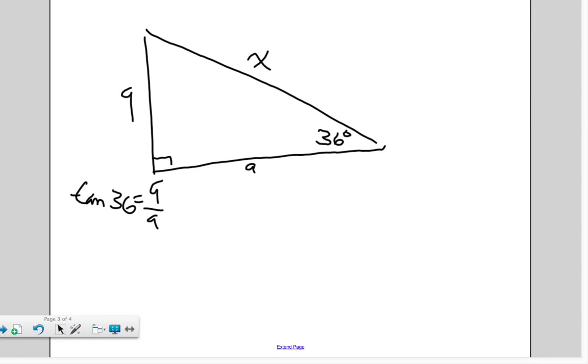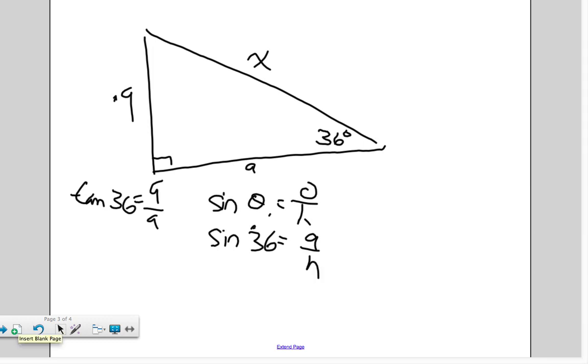But now because I've taught you two other things, what side is this relative to 36? Opposite. And what are we looking for? Hypotenuse. So we're looking for a relationship between opposite and hypotenuse, which is sine. So sine of 36 is opposite over hypotenuse, so the hypotenuse is really 9 over sine of 36.